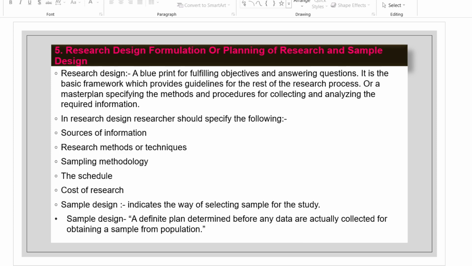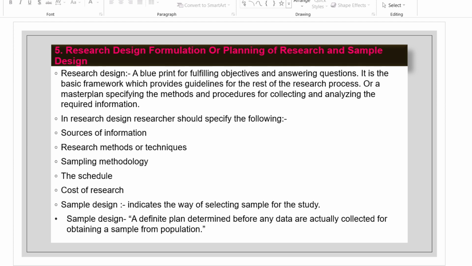Now, what is research design? In module 3, we are going to study research design itself. A research design is a blueprint of the research, or a plan of action on how the research should be taken forward. It includes sources of information, research methods or techniques to be used, sampling methodology, the schedule, which means the time taken to complete the study, and the cost of research, which is the cost incurred while we study.